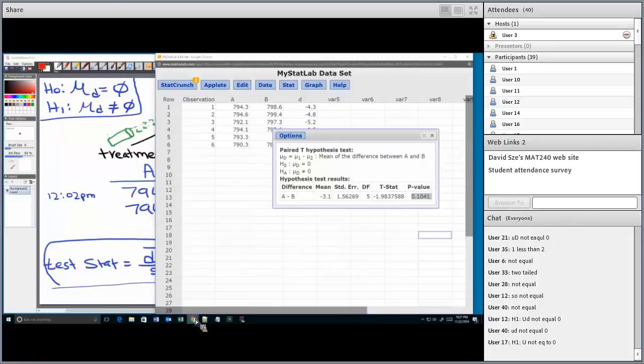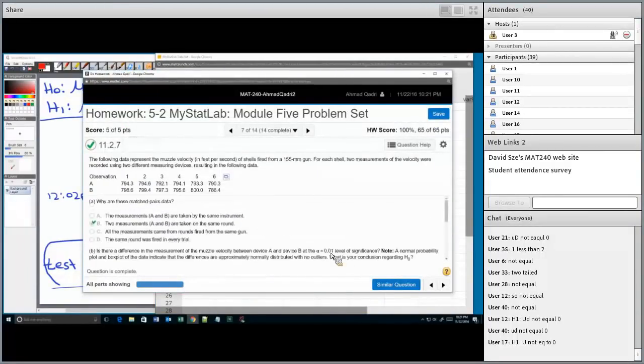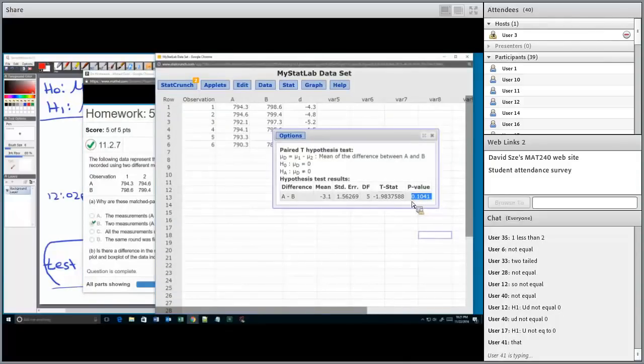Now, what do we have? What is the alpha? Alpha is 1%. The p-value is 10%. The p-value is more than alpha. So what's going on? What is the conclusion? Do not reject. Very good. We do not reject the null hypothesis because the p-value is more than alpha.